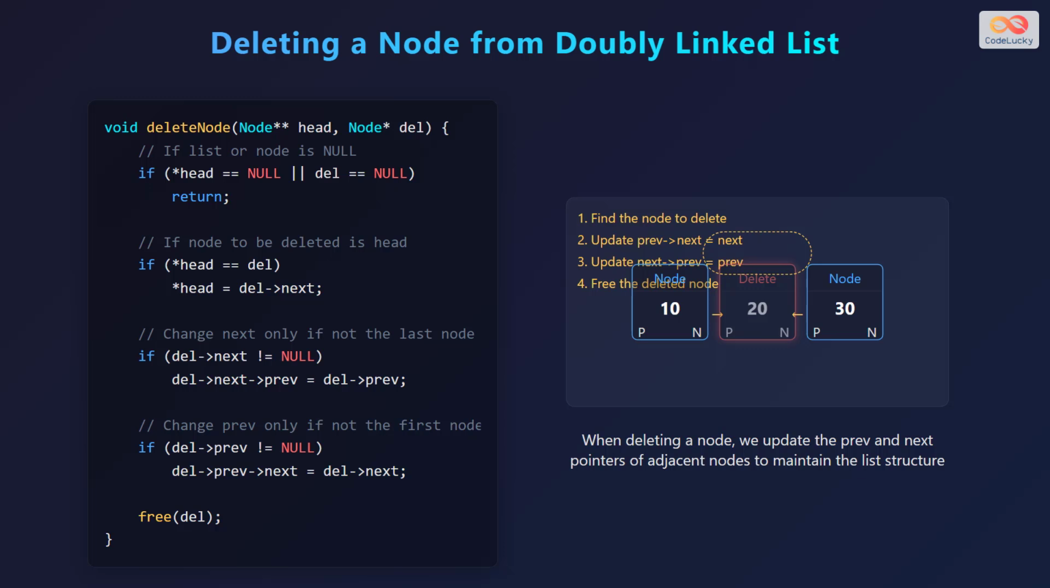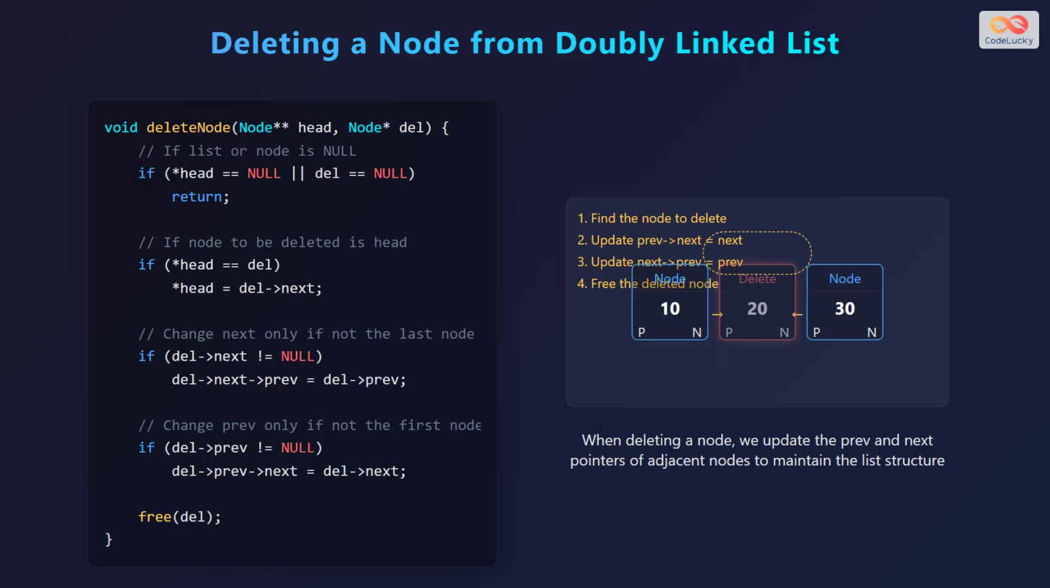Deleting a node from a doubly linked list involves updating the next and previous pointers of the adjacent nodes. The deleteNode function takes the head of the list and the node to be deleted as input. If the list or the node to be deleted is null, the function returns. If the node to be deleted is the head, the head pointer is updated to point to the next node.